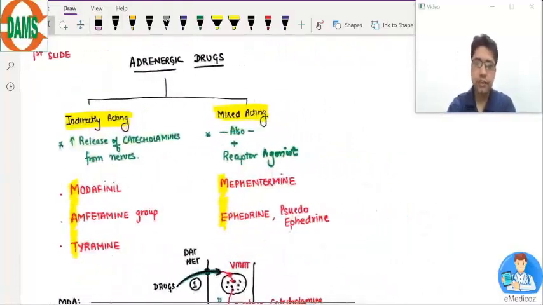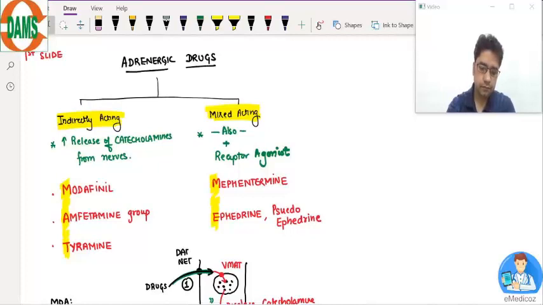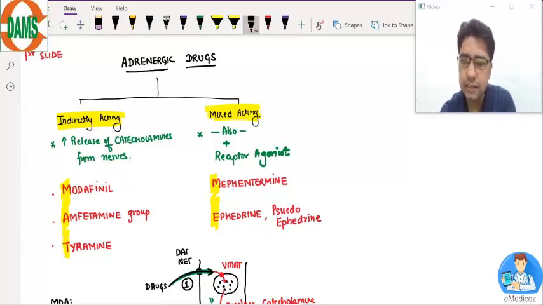So this was the first slide. There is a little modification between MDMA and methamphetamine. Okay, almost they are same.